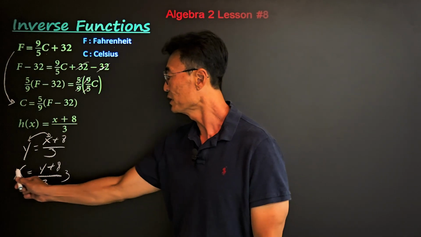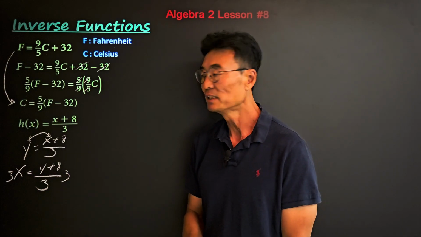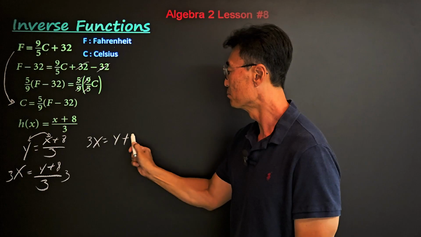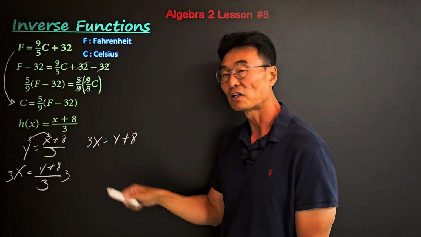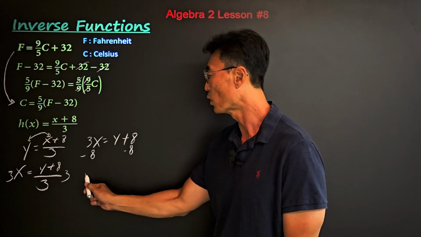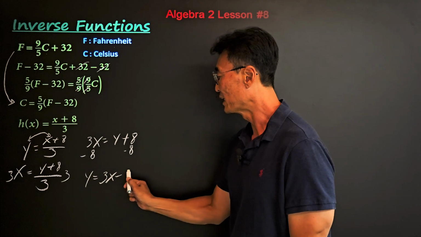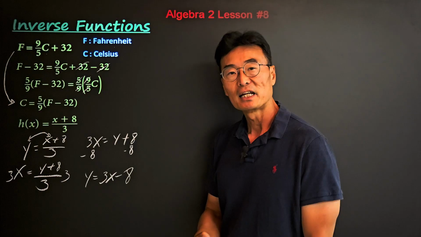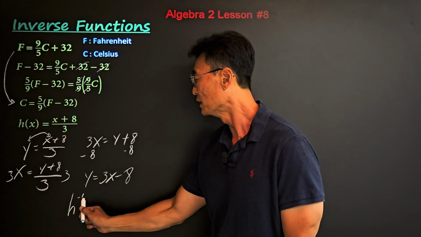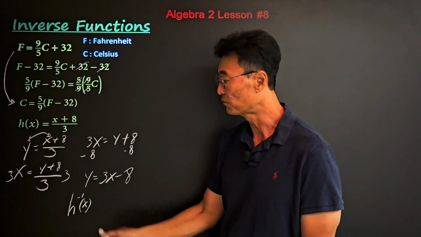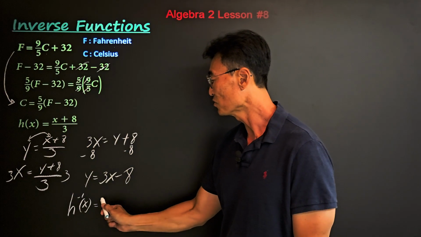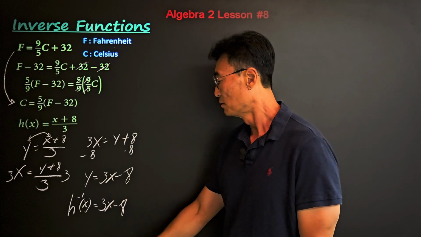First, multiply by 3 on the left and right side, where we end up getting 3x equals y plus 8. And again, in order to solve for y, we would subtract 8 from the left and right side of the equation, where we get y equals 3x minus 8. In our final step, we want to rewrite that y as h inverse of x to represent that the function we have here is the inverse of the h of x function, equals 3x minus 8.